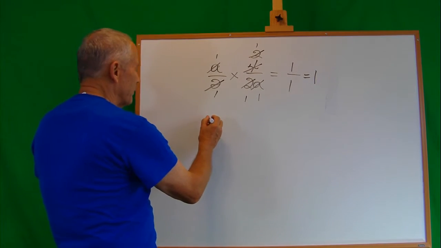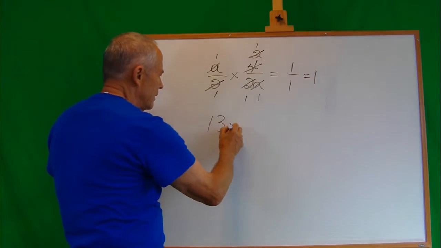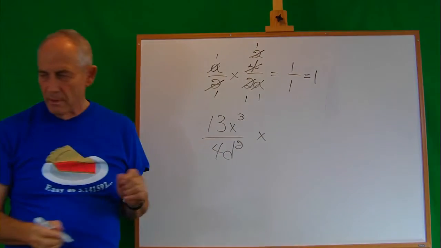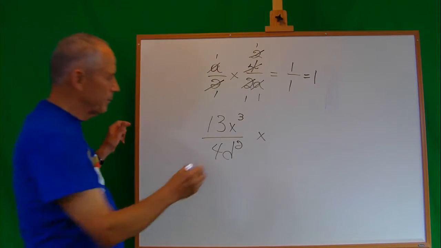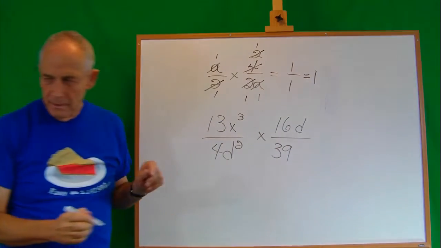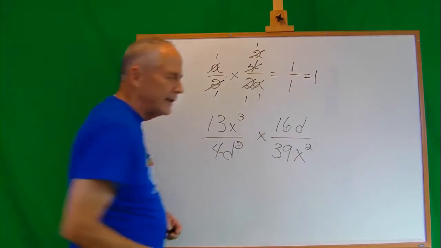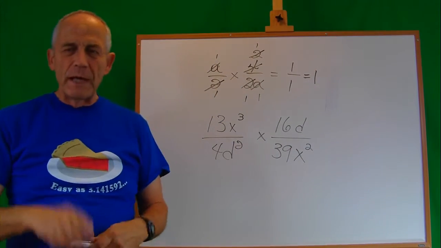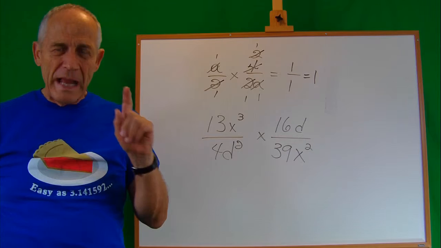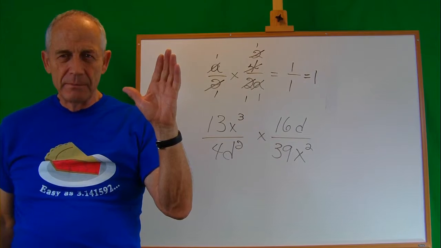We'll make this one a little bit complicated. We've got 13x cubed over 4d squared times 16d over 39x squared. Now that looks pretty terrible. And if you let yourself, you could get panicky looking at this and then your brain wouldn't work, you wouldn't be able to do it. But watch what happens when all we do is look at just one thing at a time.